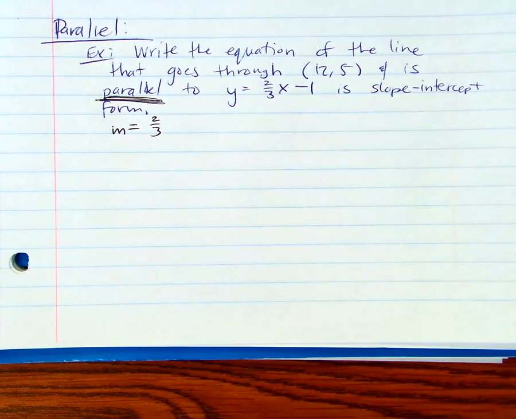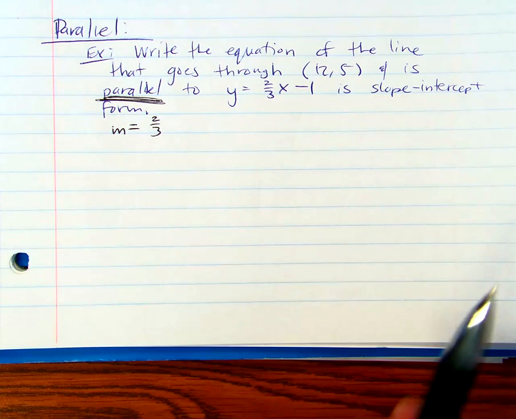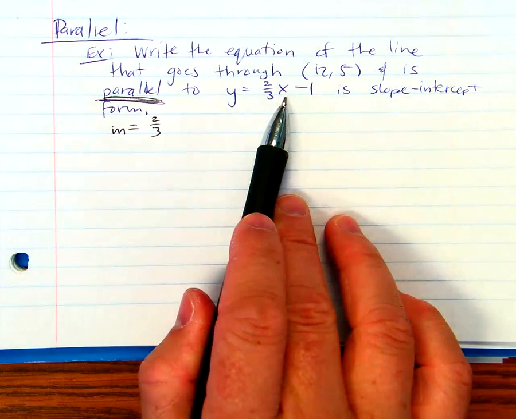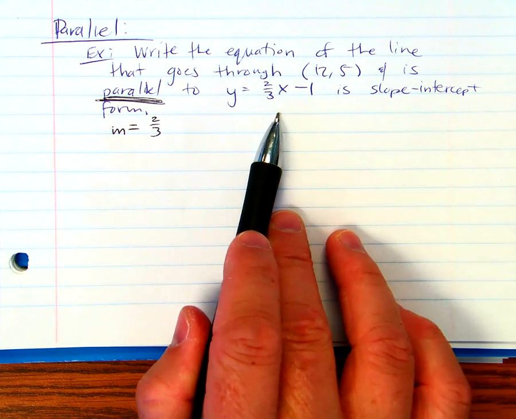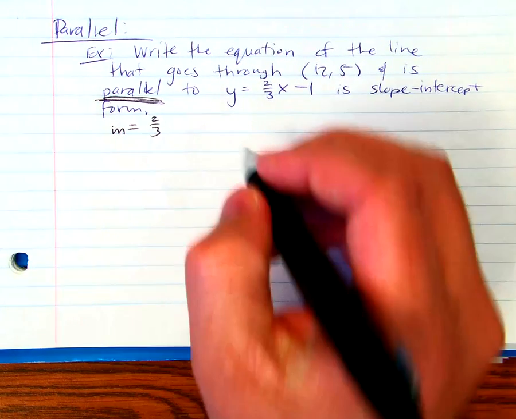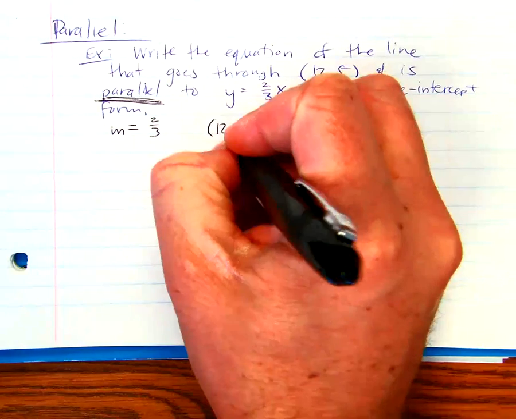So they gave us the slope that we're supposed to use. Indirectly, they didn't come out and say the slope of your line is going to be 2/3. They said you're going to make a line that is parallel to this. We have to then translate that as meaning they should have the same slope. So it's still going to be 2/3. They also gave us this point, so we're going to go ahead and write that down.